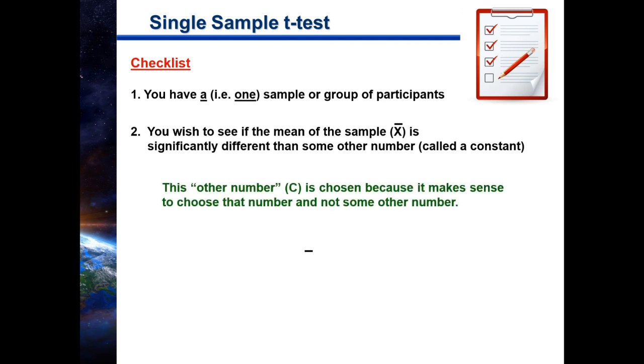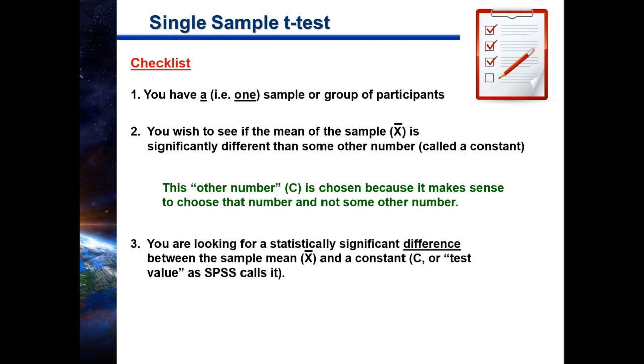It's important to understand that the constant, that other number that you're going to compare x bar to, is not pulled out of thin air. It's not just some random number. You choose this number based on your research question. There's a reason why you want to compare x bar to this other number, and so you have to make sure the constant is chosen appropriately.